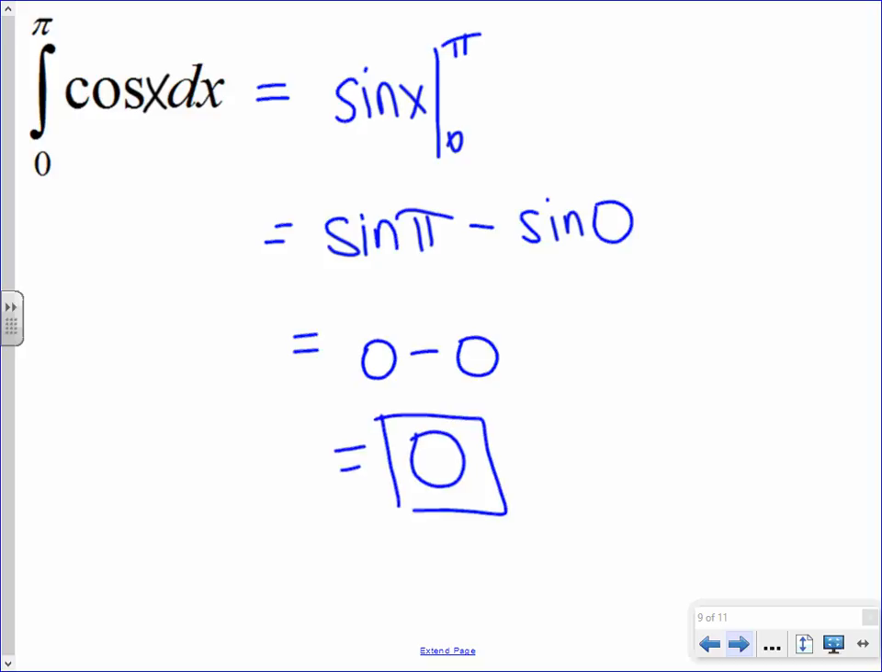Okay. I would like you to have a discussion at your table. Why did we get 0 for the area under that curve? You know what the sine graph looks like? Yeah, the sine graph looks like this. It goes up. Equal area. Pi over 2.